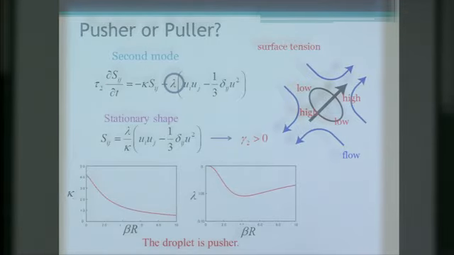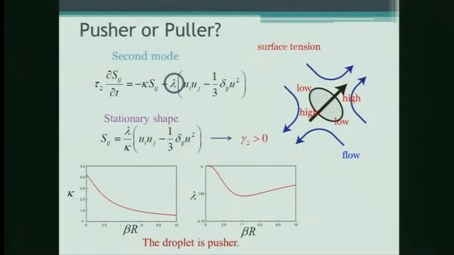And it turns out this lambda is always negative. This term is always negative, which means that gamma 2 is always positive, and therefore this droplet is characterized as a pusher. So like this.